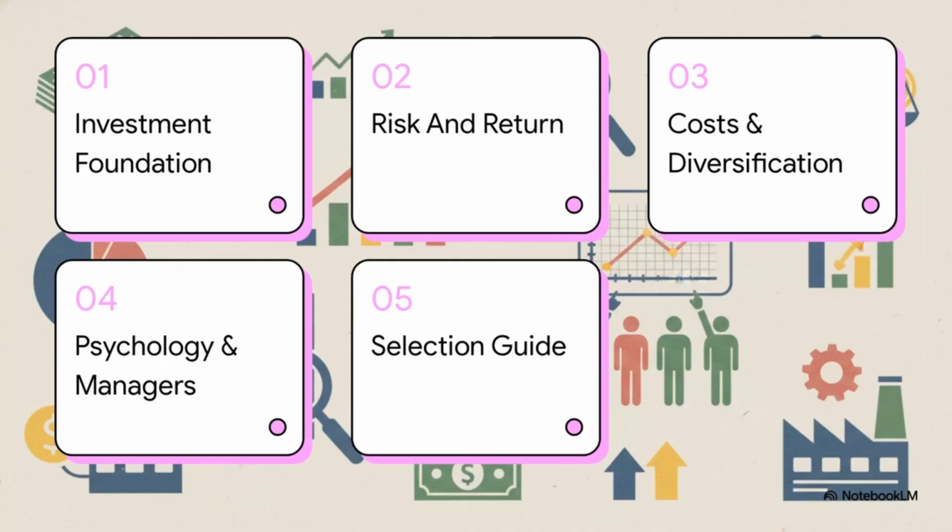Okay, let's dive into this. Here is our diploma-level syllabus for today. First, setting your investment foundation. Second, the math behind risk and return. Third, costs, diversification, and value. Fourth, psychology and fund managers. And finally, the step-by-step selection guide.